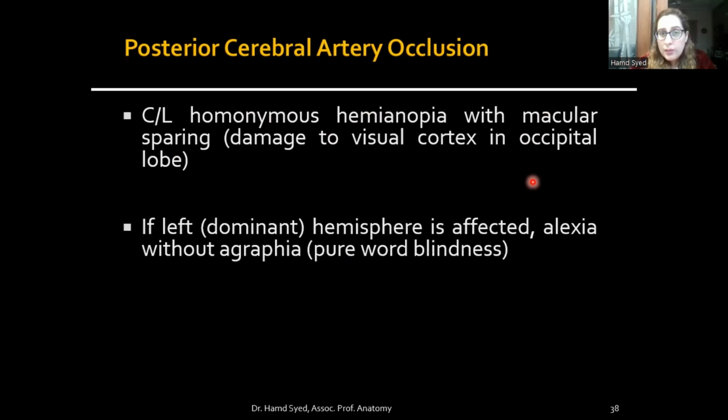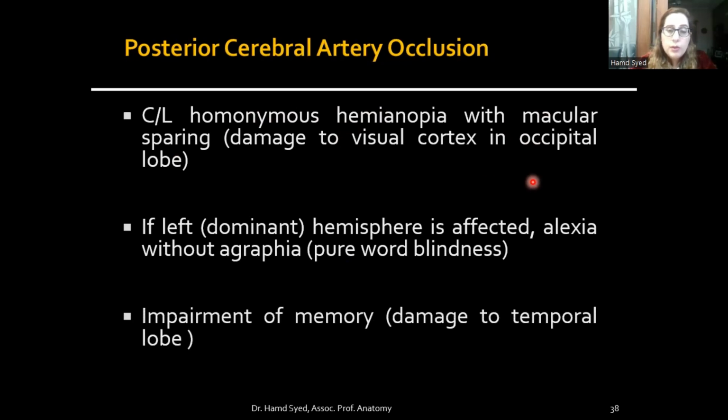If the dominant hemisphere, that is the left one, is affected, then alexia without agraphia, that is the pure word blindness, can occur. And memory can also be affected because of the involvement of the temporal lobe.